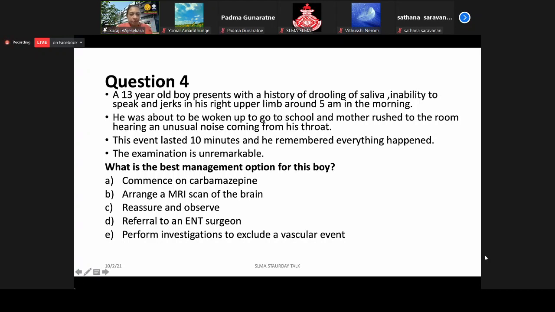Okay. The 13-year-old boy presents with drooling of saliva and then jerks in his right upper limb in the morning, and he has been noted to be drooling. And he had these guttural noises, and the mother rushed to the room. The event lasted 10 minutes, and the examination is unremarkable. He was able to remember everything that happened. So what is the best management option here? Comments on carbamazepine, arrange an MRI scan, reassure and observe, referral to an ENT surgeon, and perform investigations to exclude a vascular event because he had a focal change or jerks in the right arm.